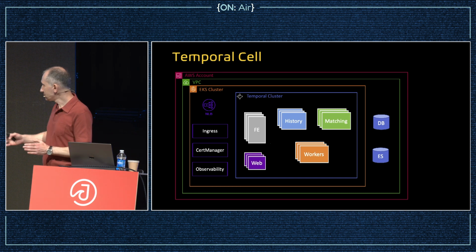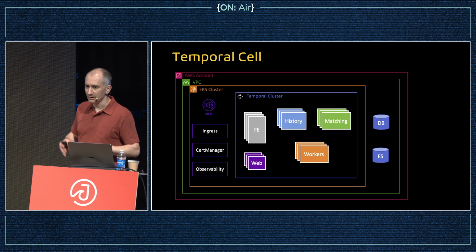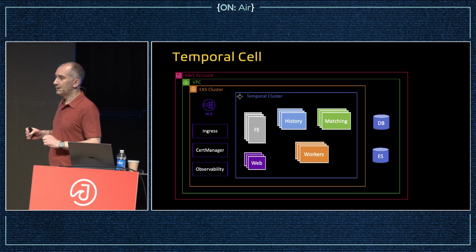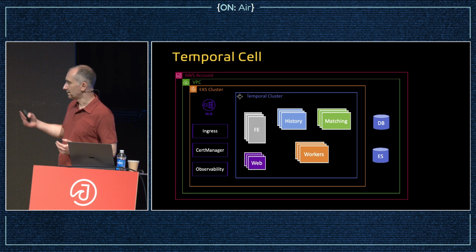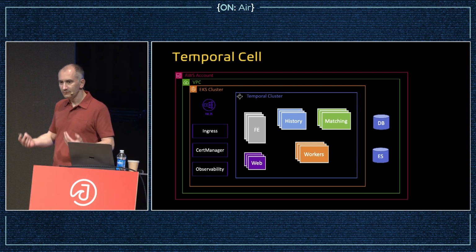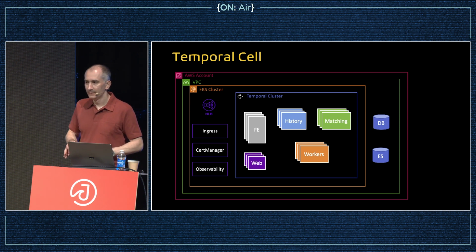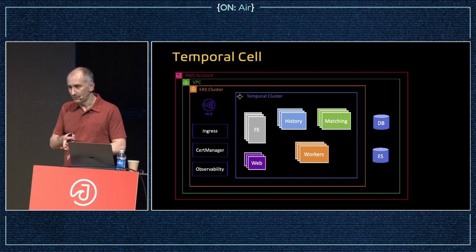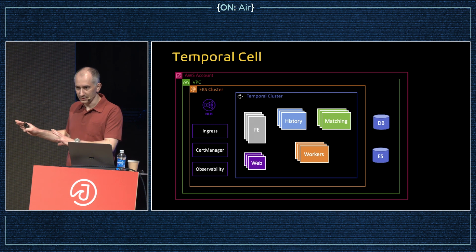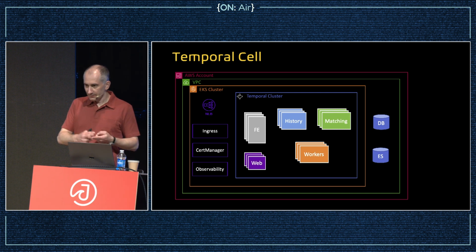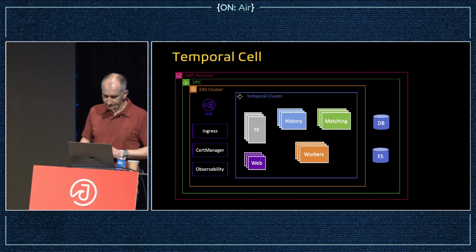Some are the Temporal server. It has its own services like frontend, history, matching, and web, but we also run a bunch of other pods for infrastructure reasons, like ingress of traffic, ingress controllers, certificate managers, observability. And this is just a simplified subset of what's there. Each cell has two databases that are clusters by themselves. That's why calling this a cluster would be a misnomer, because there are multiple clusters in the cell in reality. There's the main database and there's an Elasticsearch database for querying the workflows.